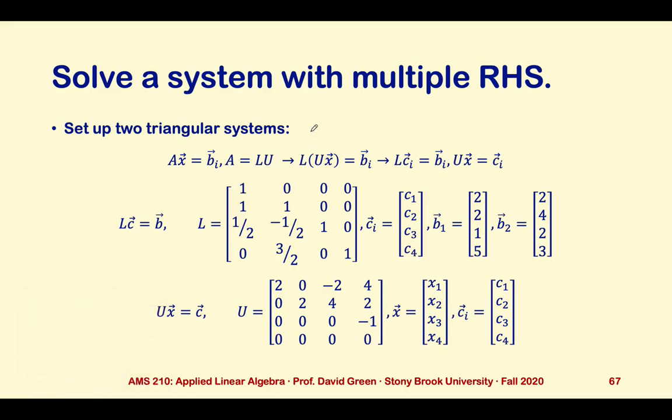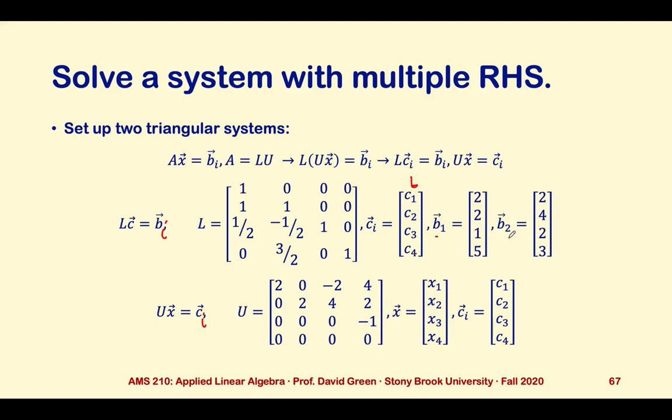This works exactly the same way as we've seen before. We're encoding AX equals B. In this case, I'm saying BI because we have multiple right-hand sides. For each right-hand side, we can implement a pair of triangular systems: a lower triangular system involving our BI, and an upper triangular form involving the answer that we get for each of those different right-hand sides.